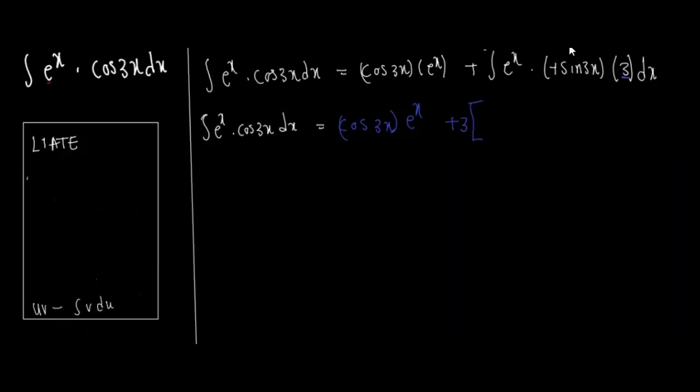So now, between these two terms, e to the x and sine 3x, which one should be u? By LIATE, trigonometry is the one that comes first. So we're going to say, let u equal sine 3x. So du will be equal to the cosine of 3x times 3.